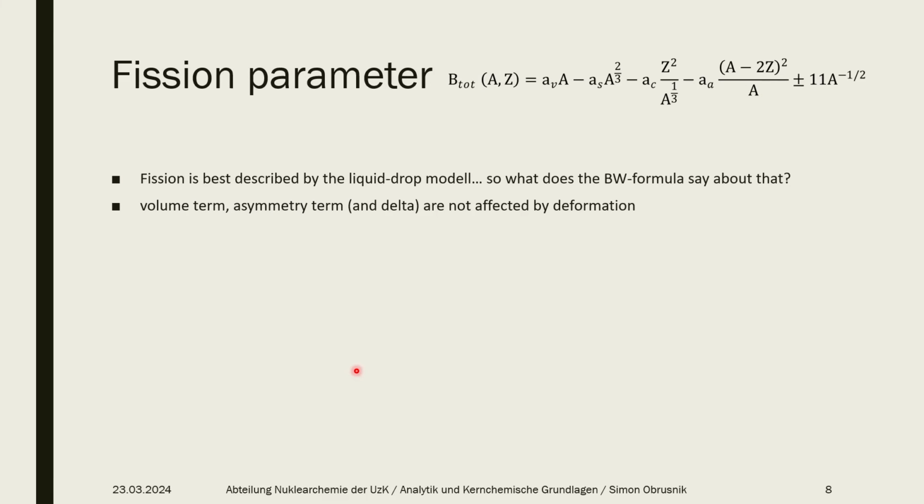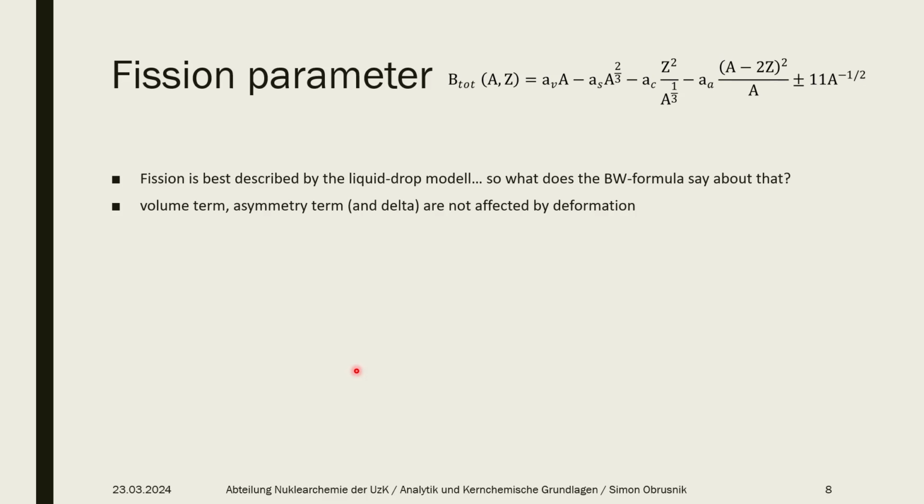I also wanted to mention the fission parameter, because the liquid drop model and the Bethe-Weizsäcker formula are exceptionally well designed for explaining nuclear fission. And when doing nuclear fission, the nucleus is deformed quite drastically. In this deformation, the volume term will stay the same because, well, if you squish a ball, the volume will stay the same. And the asymmetry term and the delta will also stay the same because the neutron number doesn't change if the form of the nucleus changes. Therefore, you won't make a change if it's a GG or GU nucleus, and so on.